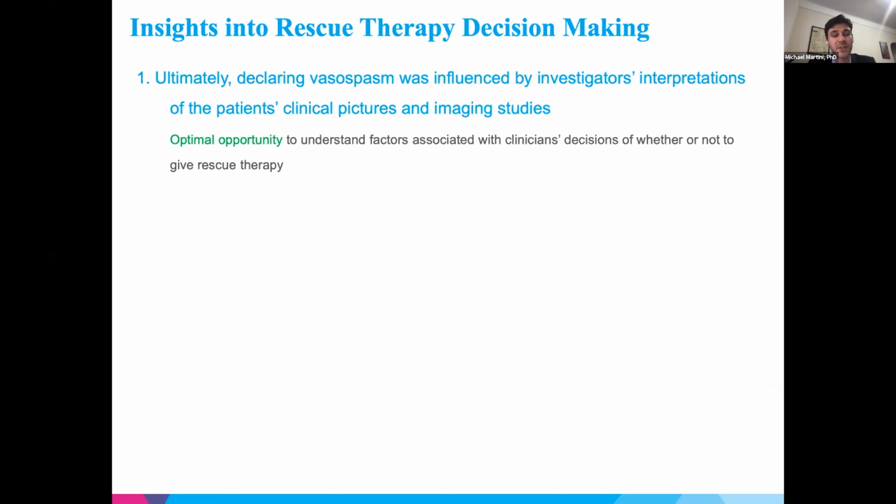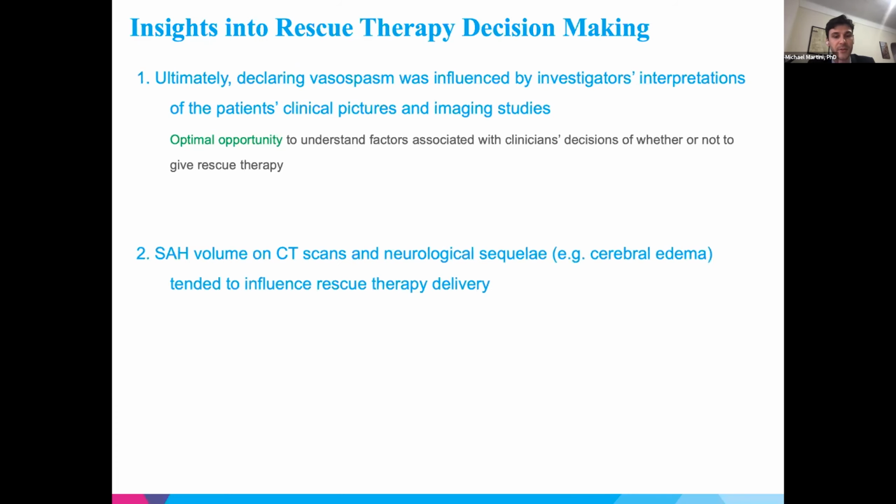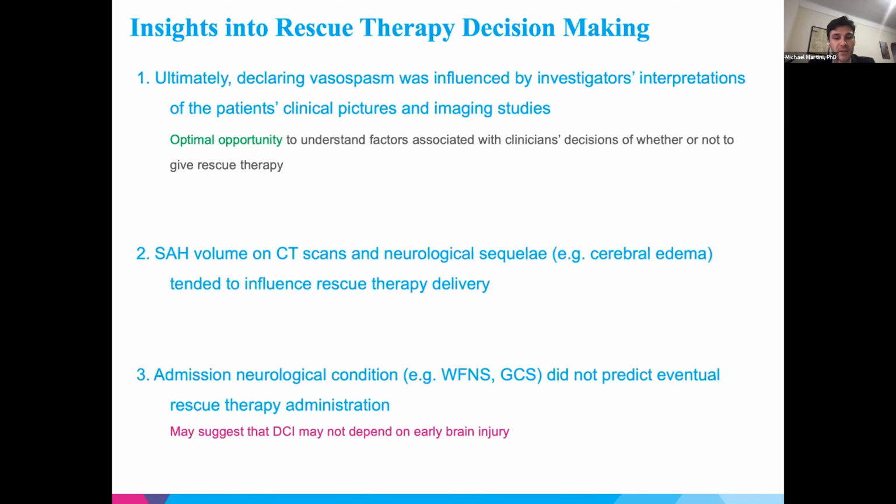Now, the determinant of vasospasm in each original study was ultimately the result of the investigators' opinions, taking into account all of their lab and imaging data. This creates an optimal opportunity to understand what factors in a patient's clinical picture might influence the clinician's decision to give rescue therapy. Our models showed that whereas SAH volume on CT scans and neurological sequelae were important factors likely to influence the decision to give rescue therapy, admission neurological condition was actually less important in predicting rescue therapy.